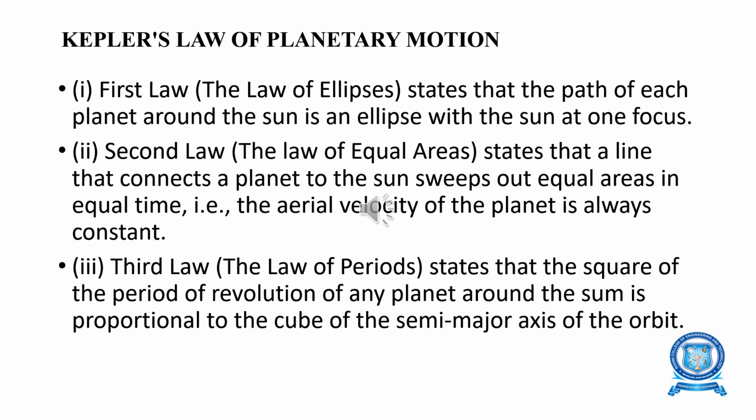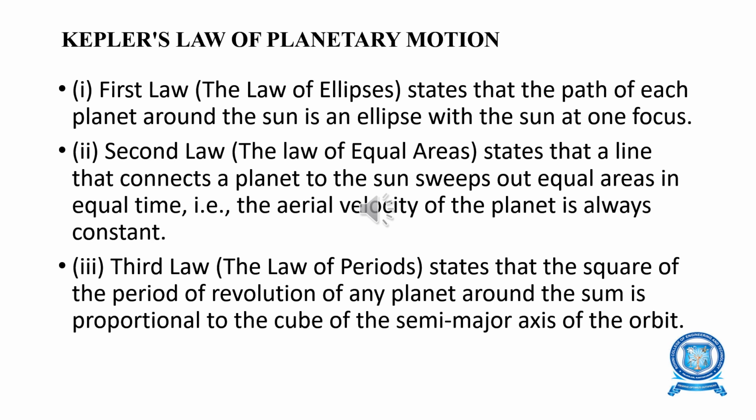Kepler's laws of planetary motion. Kepler formulated three laws of planetary motion which describe the orbits of planets around the sun. The three laws are described below. First law, the law of ellipses, states that the path of each planet around the sun is an ellipse with the sun at one focus.